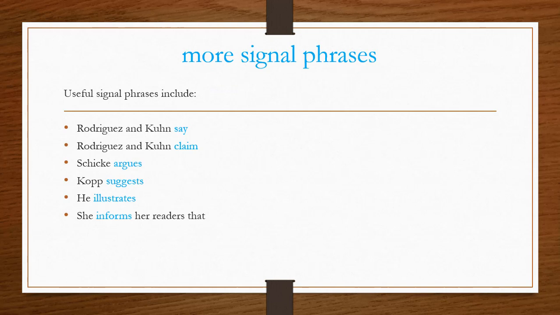Here's some more signal phrases. Again, you'll see that they all have the author's name and a verb. On this slide, all the verbs are in blue. If you don't want to use the author's last name, you can use a pronoun, or you can even say the author informs her readers that. You want to vary up your signal phrases or your writing will become repetitive.